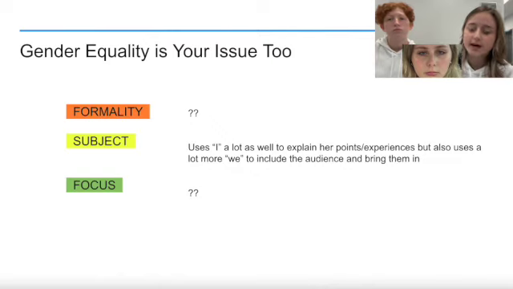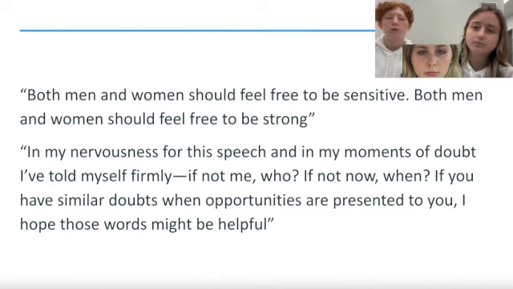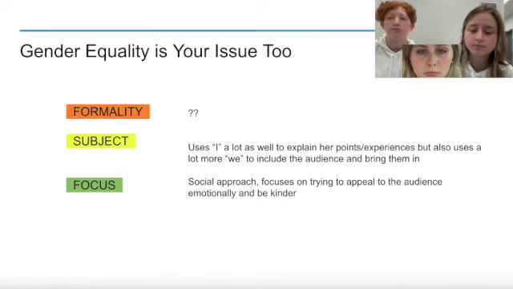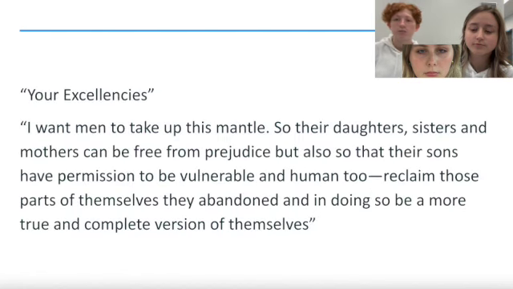Emma Watson uses I a lot as well to explain her points and experiences, but she also uses a lot more we to include the audience and bring them in. "Both men and women should feel free to be sensitive. Both men and women should feel free to be strong. In my nervousness for this speech and in my moments of doubt, I've told myself firmly, if not me, who? If not now, when? If you have similar doubts when opportunities are presented to you, I hope those words might be helpful." This focuses on a social approach, focusing on trying to appeal to the audience emotionally and be kinder.